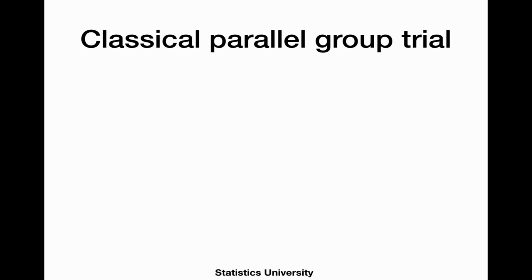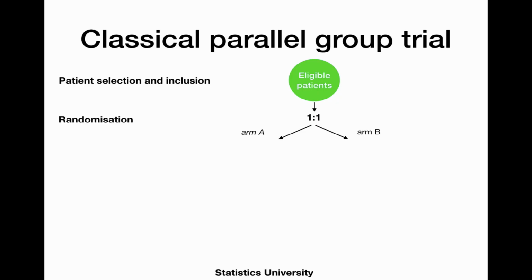Let's move on to the classical design for a randomized controlled trial, a parallel group trial. In such a design, eligible patients are selected and included in the study and subsequently randomized to two different treatment arms, usually with a 1-to-1 allocation ratio.